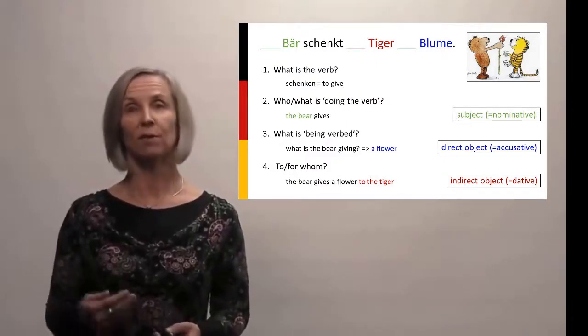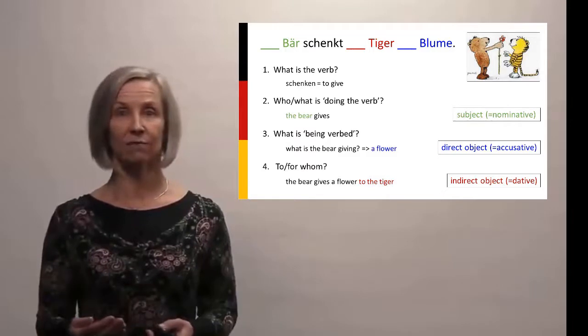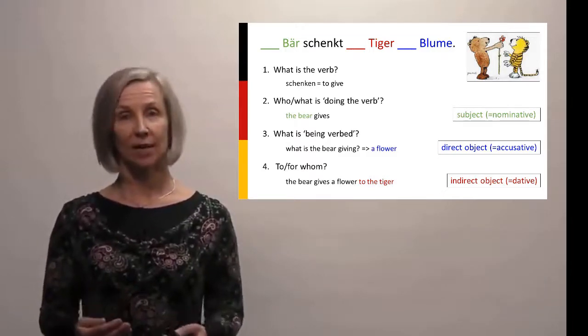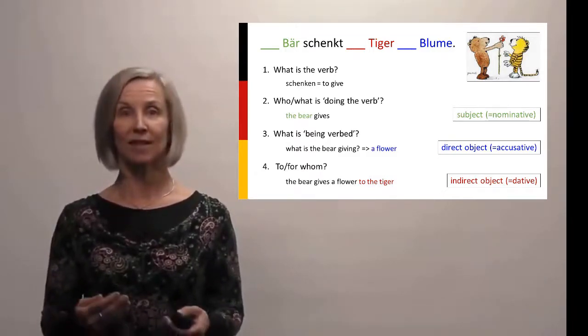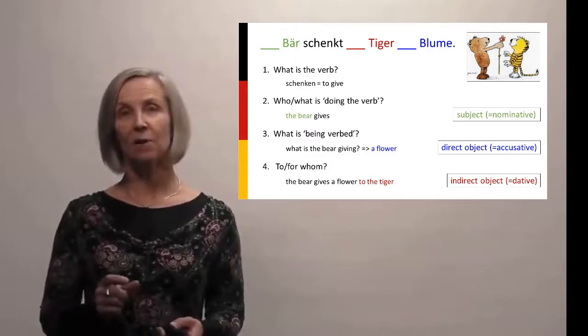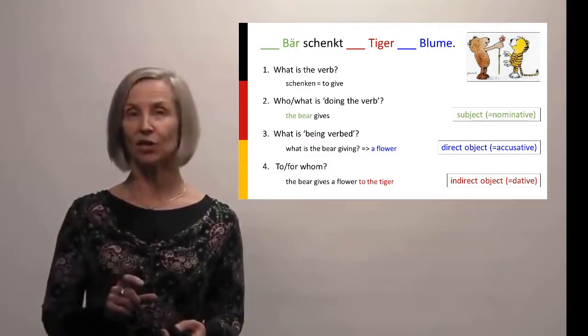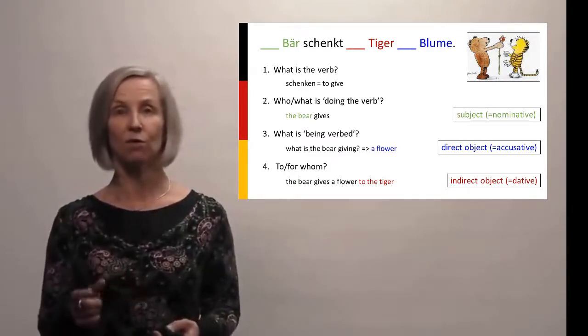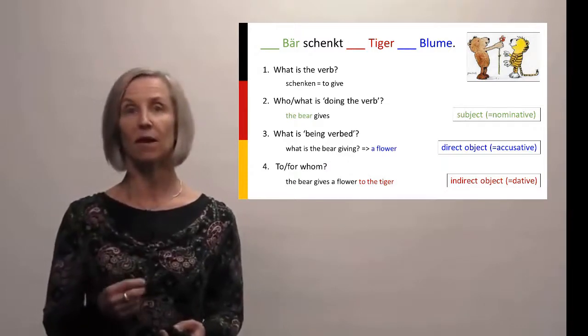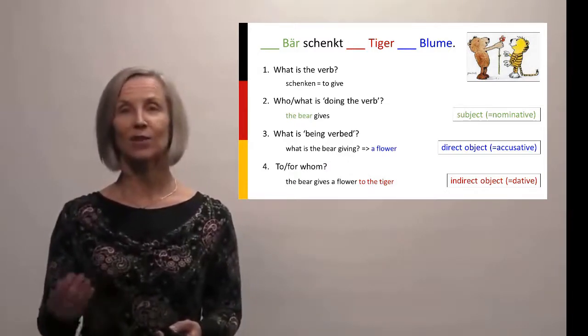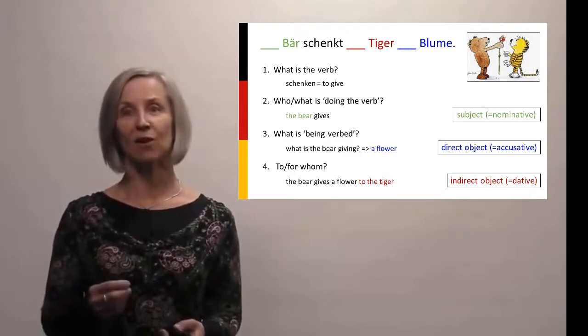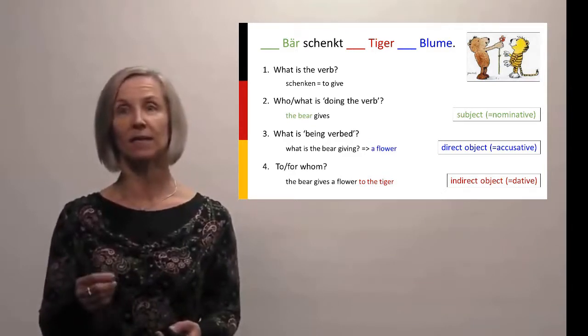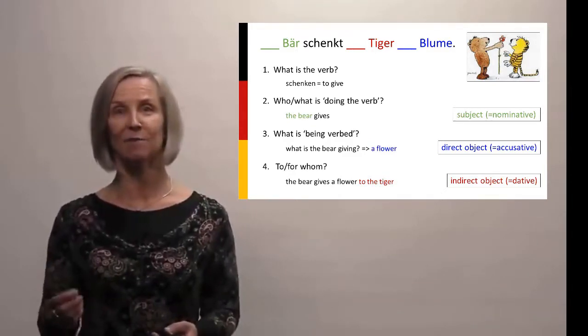What is the verb? The verb is schenken, to give. All right. Second question, who or what is doing the giving? Now here, because we know that the subject in German can be either first or third, it could be either the bear or the tiger. So let's look at the picture. It is the bear who's doing the giving here. The bear is giving a flower to the tiger.